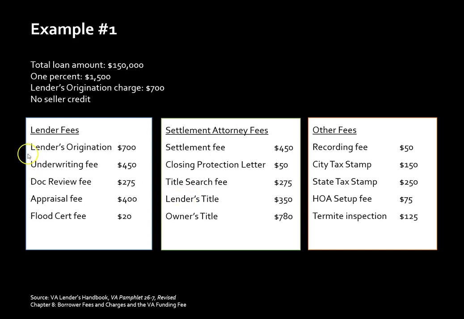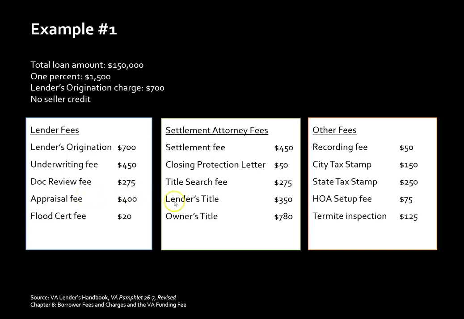The next thing to do is to take a look at the lender's origination. In this case, we have $700. That means if the lender is only charging $700 for origination, when remember they can charge up to 1%, you have $800 left over that you can use to charge some of these unallowable fees to the borrower. So if we have $800 left over, can we charge this underwriting fee? Well, yep, there's $450. Can we charge the doc review fee? Well, $450 plus $275 is $725. Well, you have $75 left.